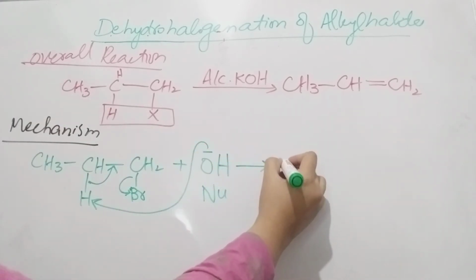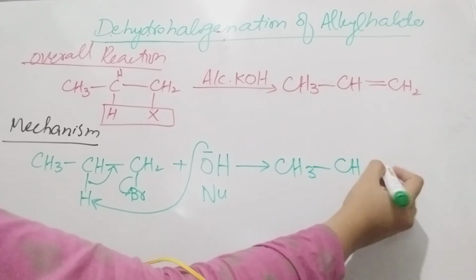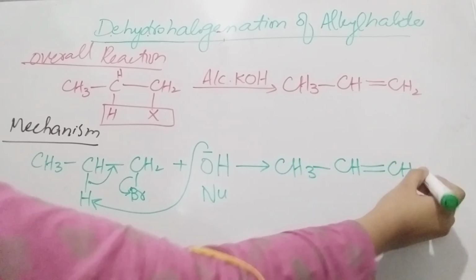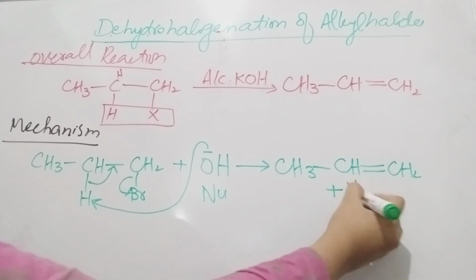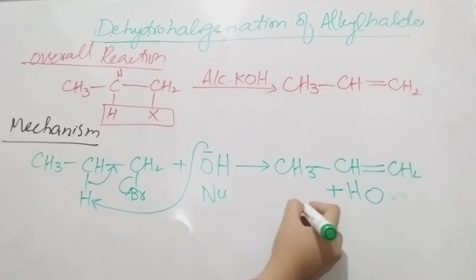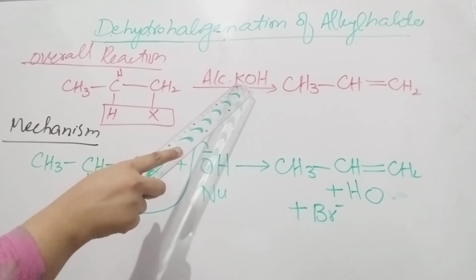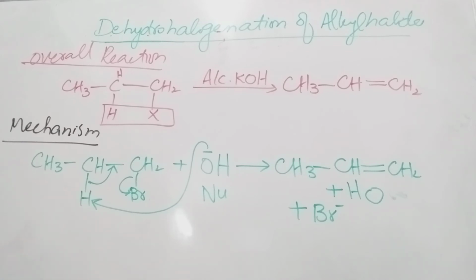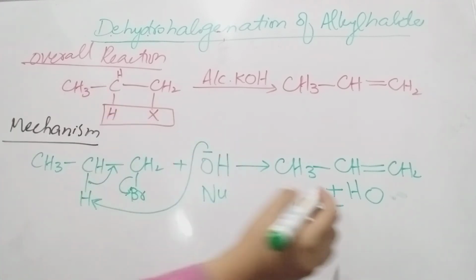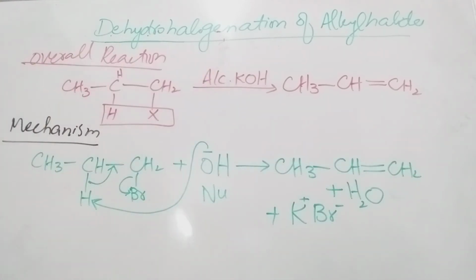Then the main products are CH3, CH doubly bonded to CH2, along with the formation of water and the formation of bromide ion. This bromide will attach with the positively charged potassium ion, okay. It means that in the resultant we have what salt? Potassium bromide salt. So this is the main mechanism. We can do this mechanism in 2 steps, or in 1 step. If you are doing it simultaneously, then it is okay.